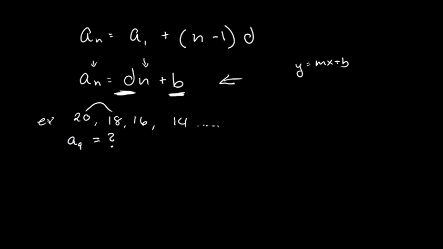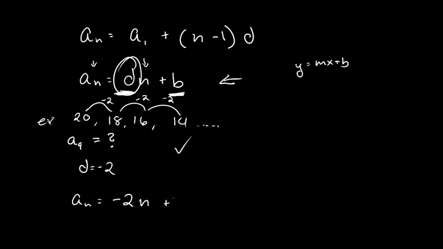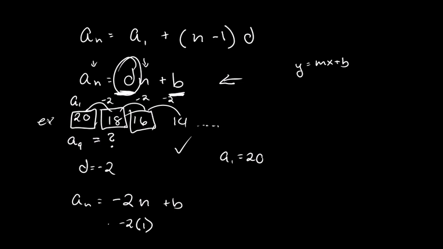Let's look here. What happens? 20 to 18, you're subtracting 2, subtracting 2, subtracting 2. This does work out. It is arithmetic, and your common difference is negative 2. So thus far, I can put in negative 2 for d, n plus b. Now I need to use these pieces of information and sub in some values. I do know that a sub 1 is 20. So if I put in 1 for n, I will get out 20. This will help me find my value of b.